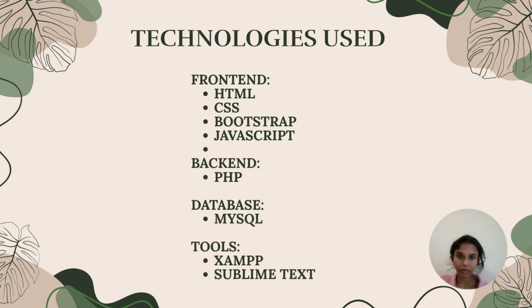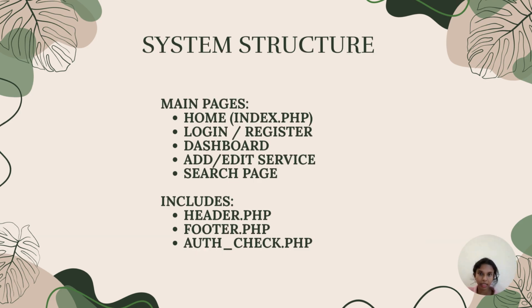These are the technologies that we used. First is front end. We use HTML, CSS, Bootstrap, and JavaScript. For backend, we use PHP. As for database, we use MySQL, and the tools are XAMPP and Sublime Text. So then this is the system structure. The main pages are home, which is index.php, and we have login and register pages and dashboard. There's add and edit service as well, and also a search page. And in includes we have header.php, footer.php, and auth_check.php.